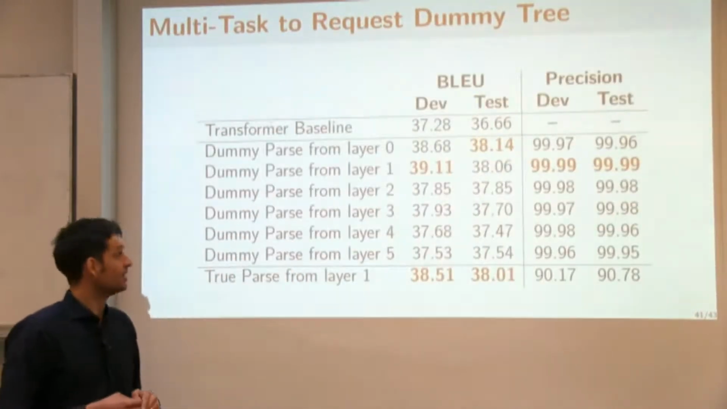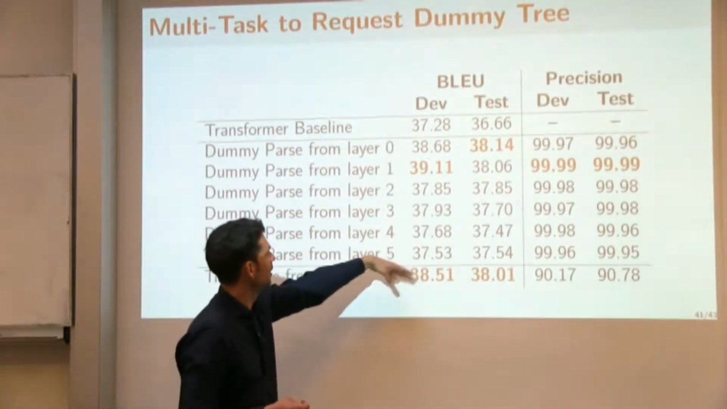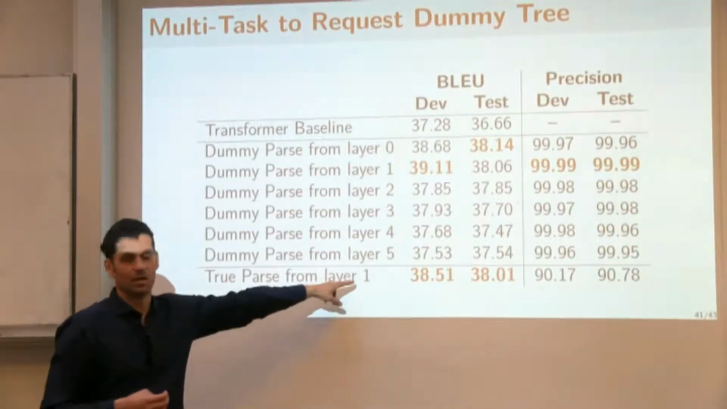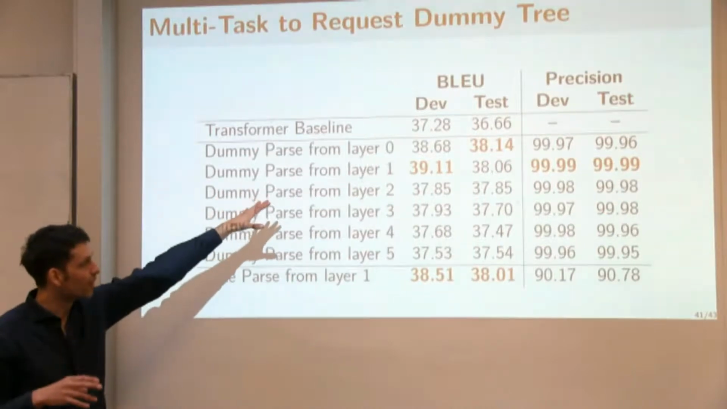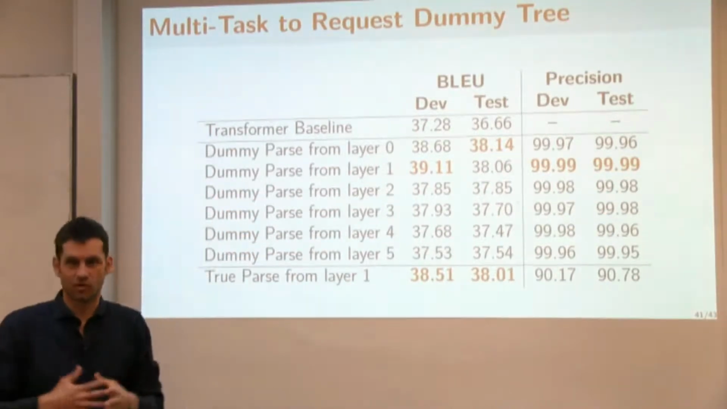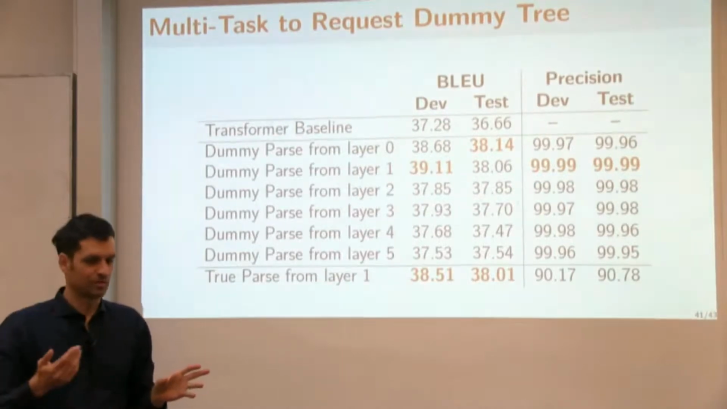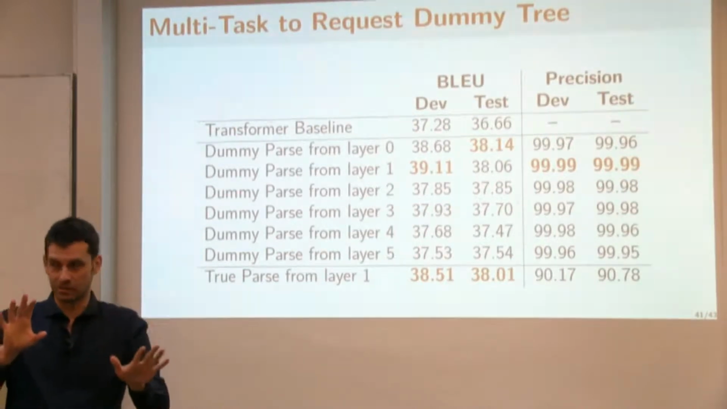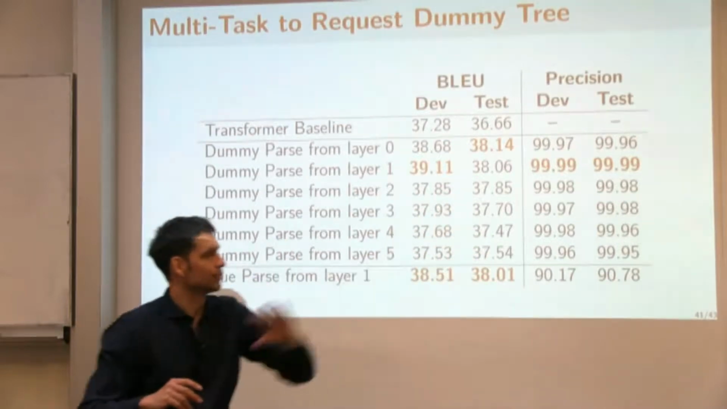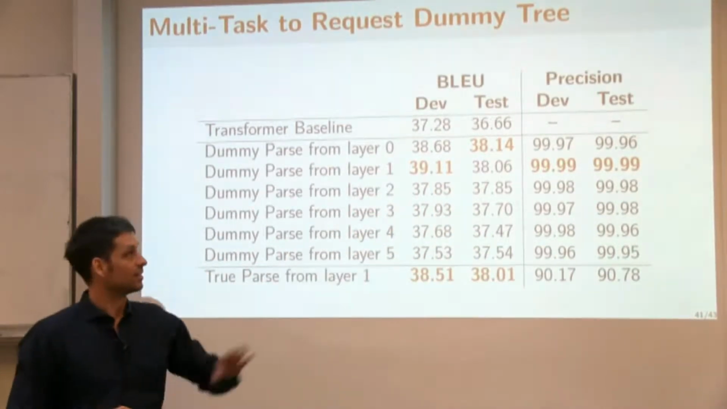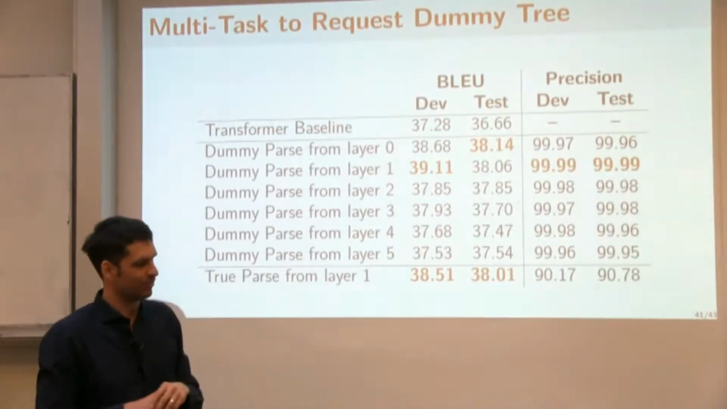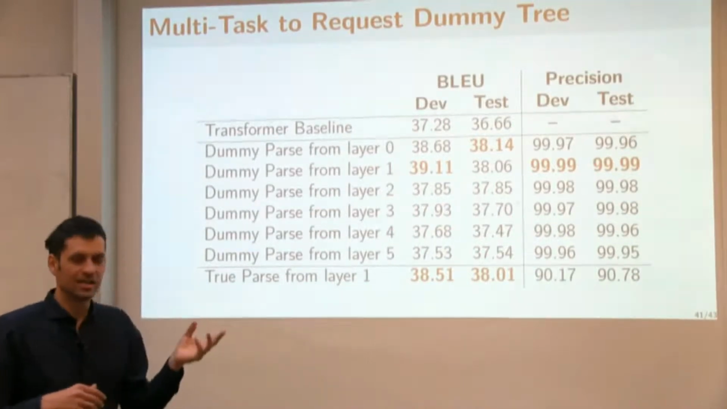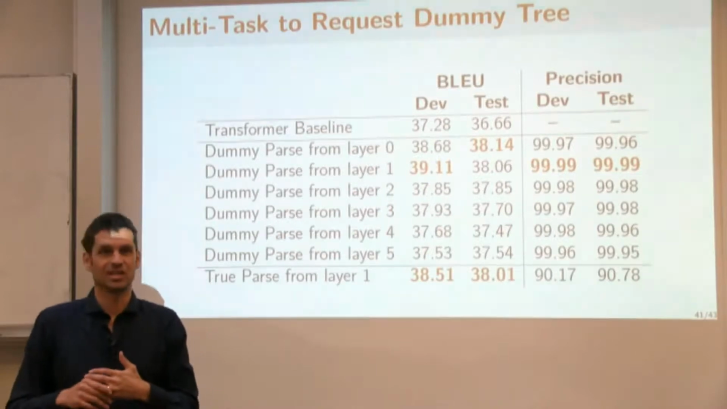Here are the results, and you see that the results on the dev set and also on the test set, in terms of translation quality, are actually better than when we use true parses. So if we use these dummy parses, if we force the transformer to produce low cross entropy outputs and at the same time to produce the diagonal matrix, obviously it succeeded greatly in producing the diagonal matrix. That was very easy. The precision of that is close to 100%. But it also improved the translation. And here, the real explanation is not so clear.